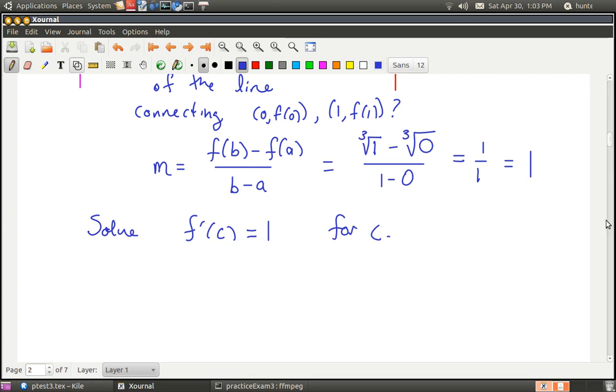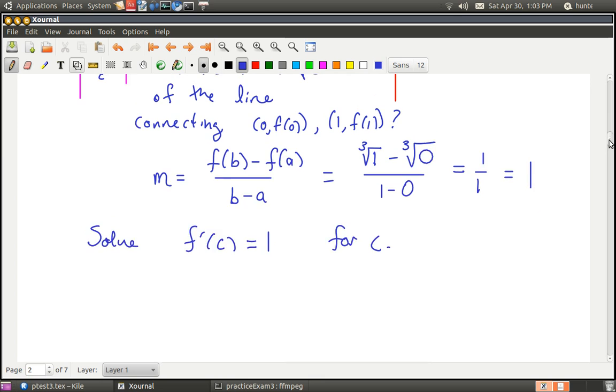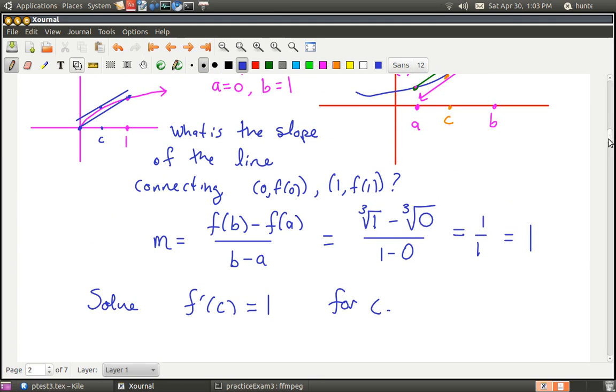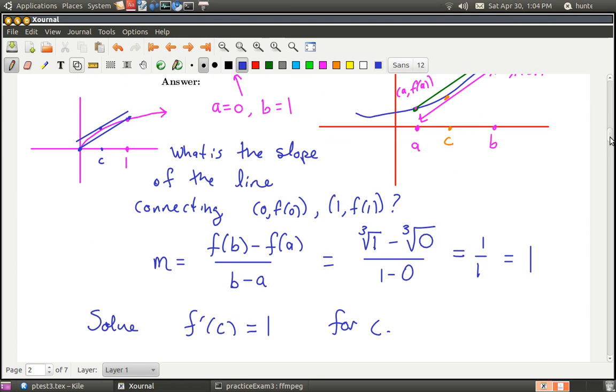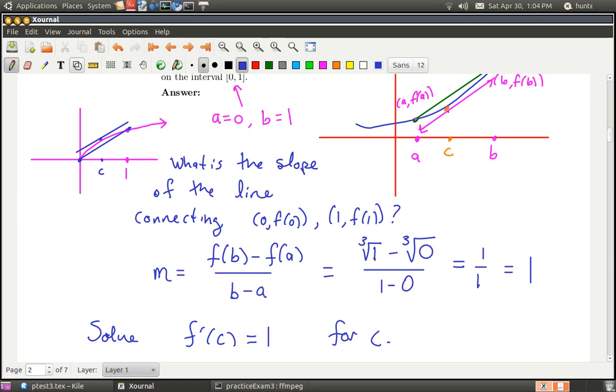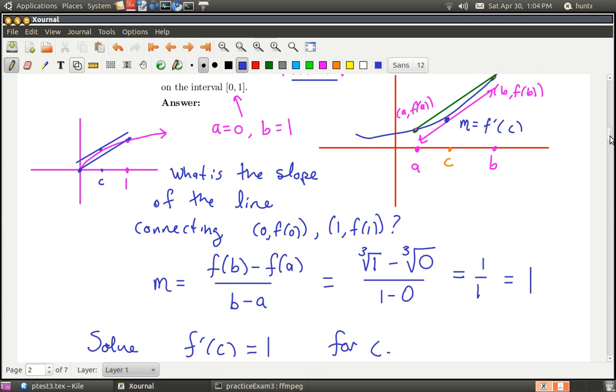We just want to find the c that makes the slope of the tangent line the same. I've been saying that these two lines are parallel, but that just means they have the same slope, right? And f prime is telling me about the slope of the tangent line at a certain point. So the slope of this line is m equals f prime of c. I want f prime of c to be 1 because that will exactly give me the stuff that satisfies the conditions of the mean value theorem.